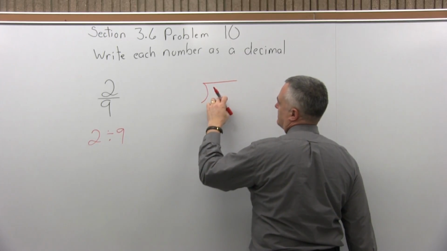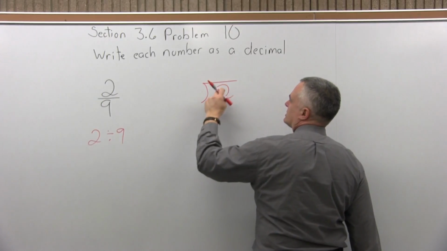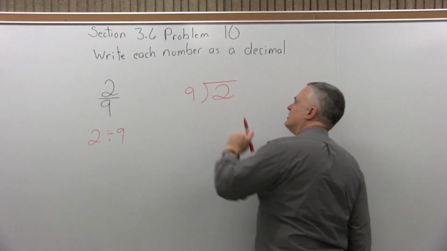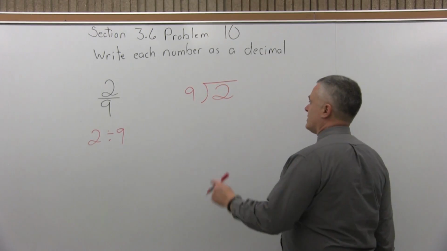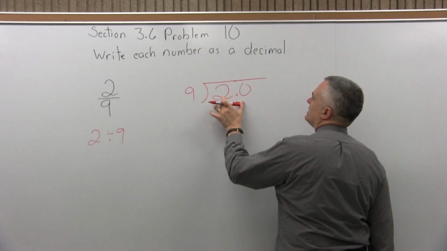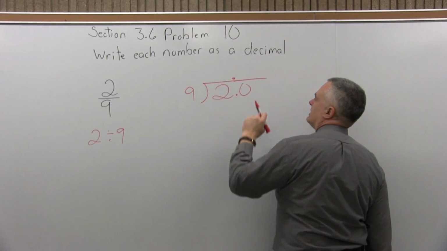What you have to do is set up a division. The numerator of the fraction goes under the division symbol. The denominator goes in front. Now you want to divide 9 into 2. Now 2 is not big enough for 9 to go into at all. So what you have to do is write the 2 as 2.0, treat it as if it's a 20, but that decimal goes straight up into the answer.